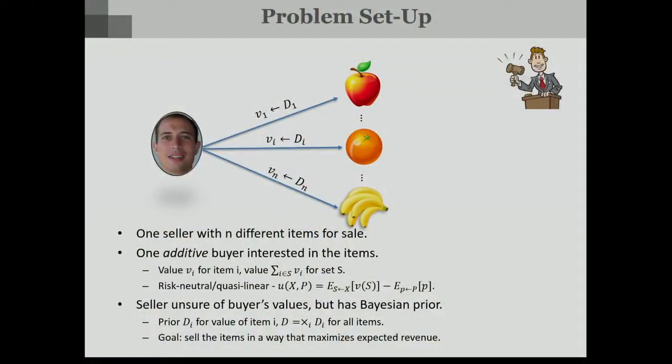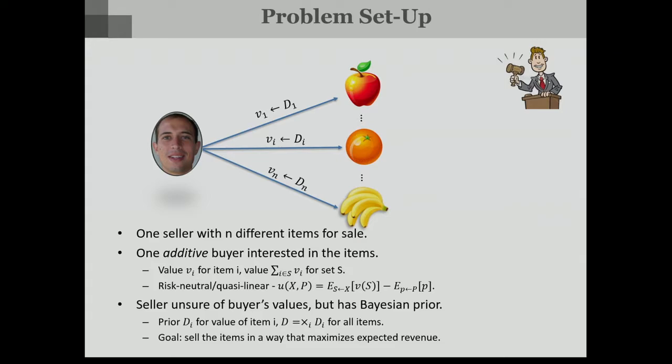So I'm just going to jump right into the model since we just saw a talk on a similar one earlier. So there's going to be one seller, and in this talk, just one additive buyer, so not many buyers. And the additive buyer is going to be interested in these n different items that the seller has for sale. The buyer is going to be additive for the first portion of the talk.